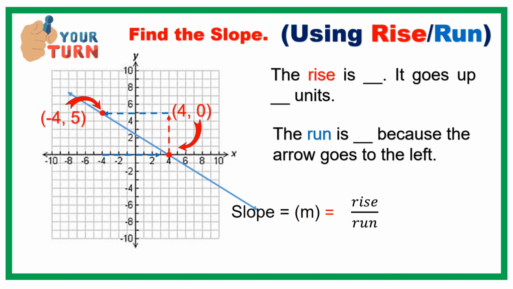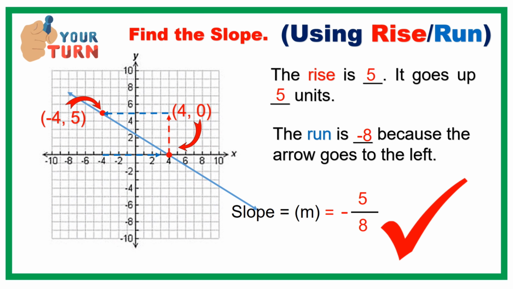The rise is 5 because it goes up 5 units, and the run is -8 because the arrow goes to the left. Again, rise 5, run -8. So our final answer is -5/8. You got it.